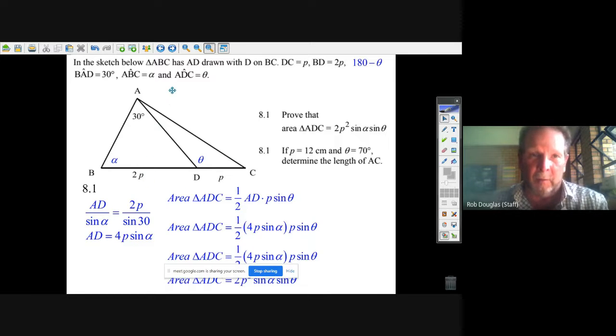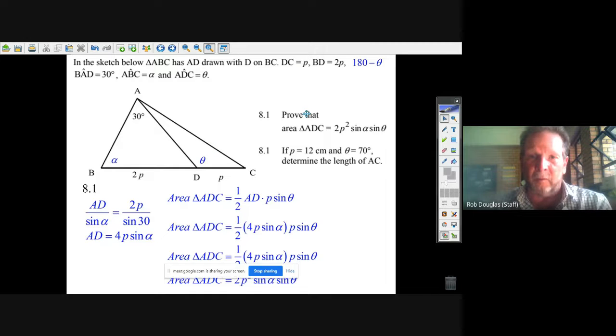The first thing to do is read through the thing. Triangle ABC, and they've said angle BAD is 30 degrees. They've said angle ABC is alpha. Go and write an alpha right there in the diagram. They say that ABC is theta, so put a theta right there so you know what's going on. They say that DC is equal to P and that BD is equal to 2P. And well, just make sure you've got everything in the right place. And now it's time to start.